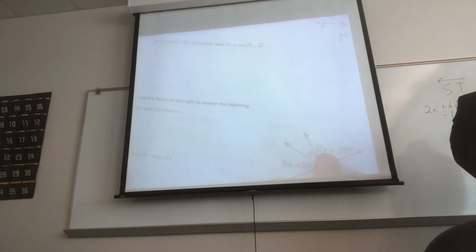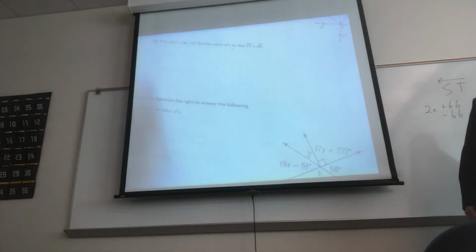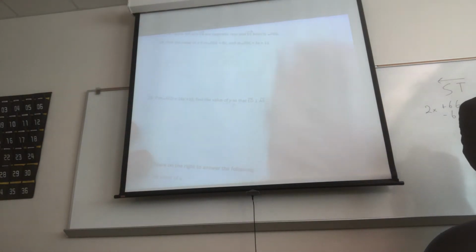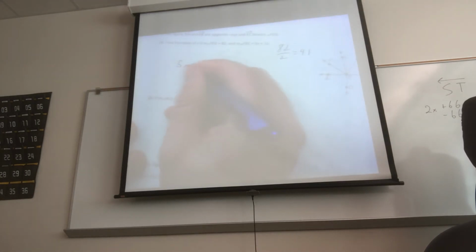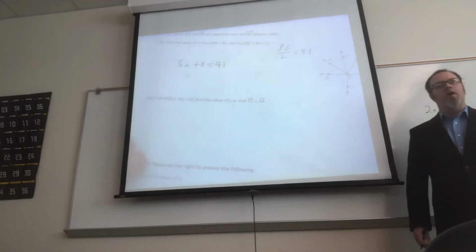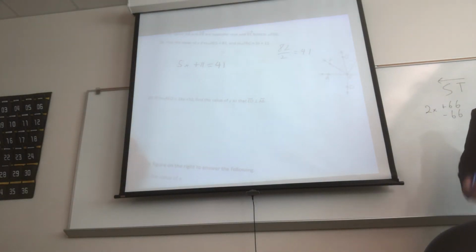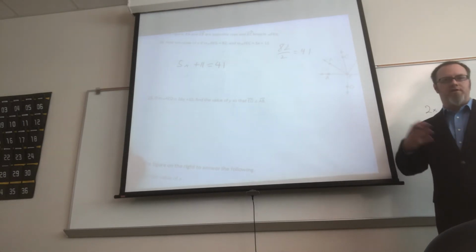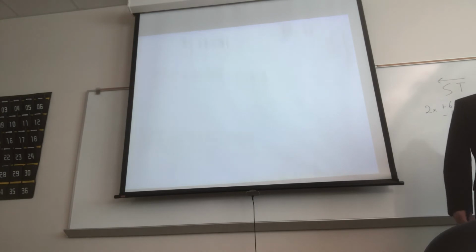We have an angle bisector, so the whole thing is 82. And half of it is 5x plus 11. So all I did on this one was split 82 in half easily. So 82 divided by 2 is 41. So 5x plus 11 is equal to 41. The important part of this is the setup. Once you have that, you should be able to get x. You should be able to find the measure of any angle from there. I'll come back and fill that in just for the video's sake. I'm going to move on.